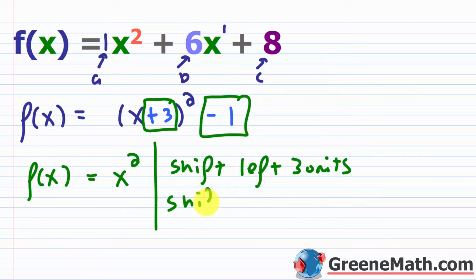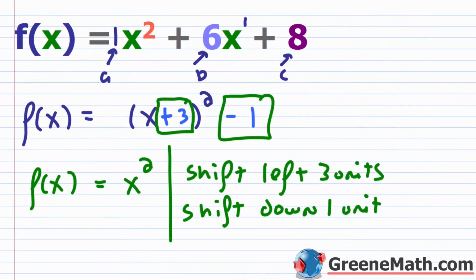So we'll say shift down 1 unit. So we shift left 3 units and we shift down 1 unit. Okay, so we can take that graph, f of x equals x squared. We can do these shifts and we'll have our new graph. So let's go ahead and see that real quick.